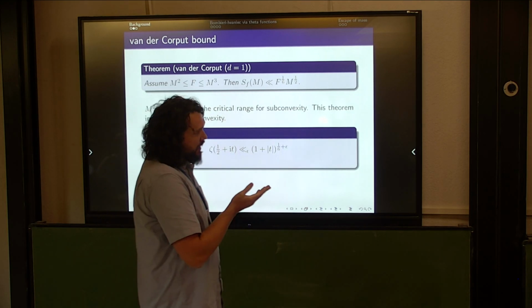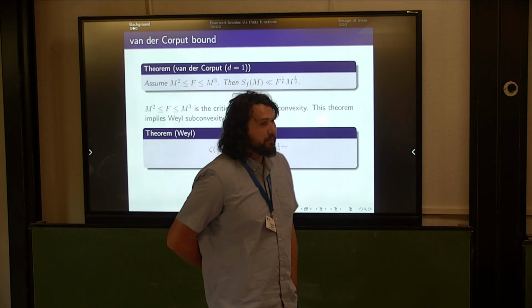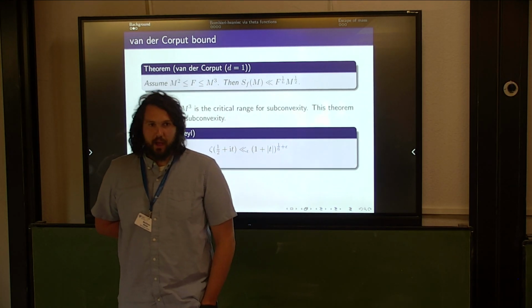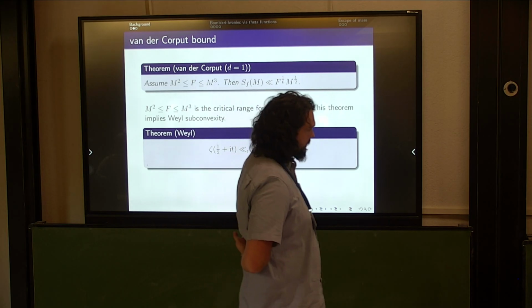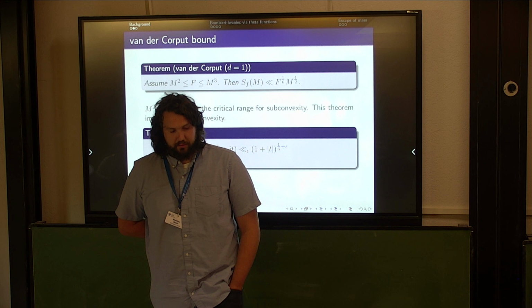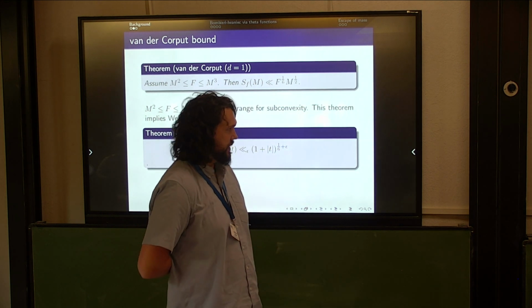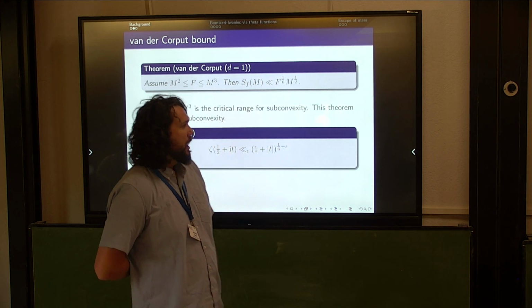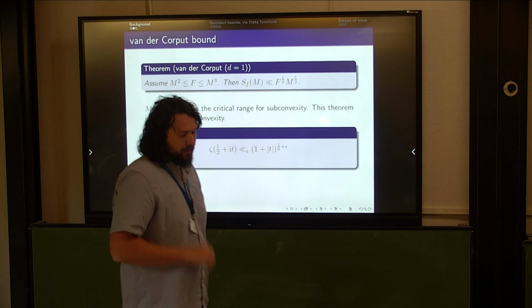And this range for f is a critical range for subconvexity for the Riemann zeta function. This bound of van der Corput quickly implies the Weyl subconvexity. Zeta function grows like t to the 1/6 on the critical line. I mean, the chronology actually goes the other way, though.